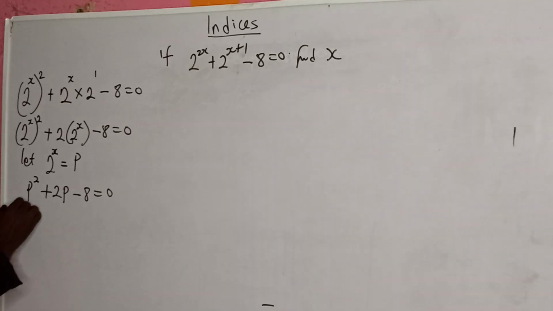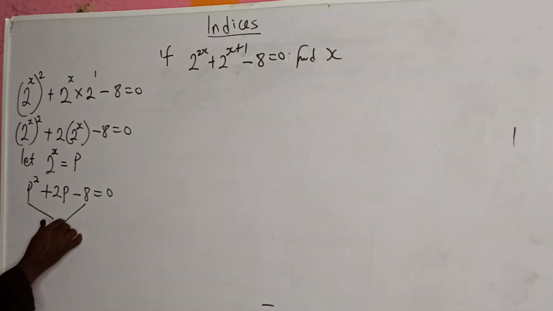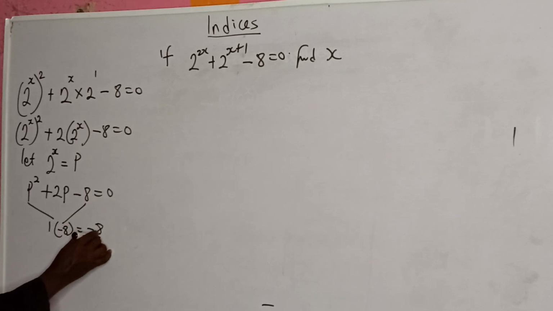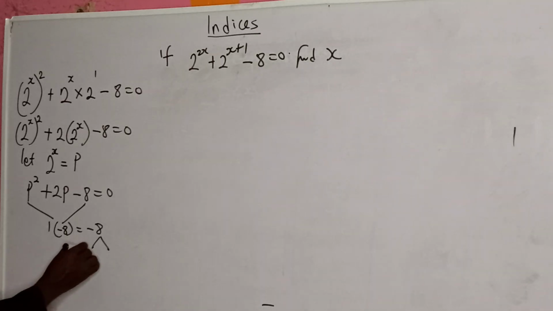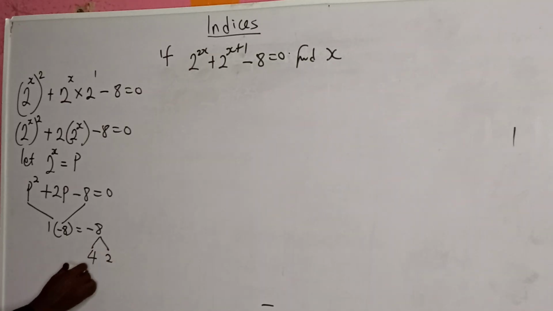In factorization, our concentration is on the a and c. Our a here is 1 because there is no number attached to the p, unlike the previous question. And our c here is minus 8. So 1 times minus 8 will give us minus 8. So we look for two numbers that when we multiply them, it will give us minus 8, but when we add or subtract them, it will give us plus 2. So let's use 4 and 2.